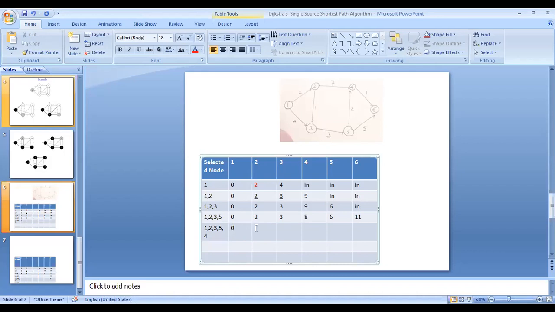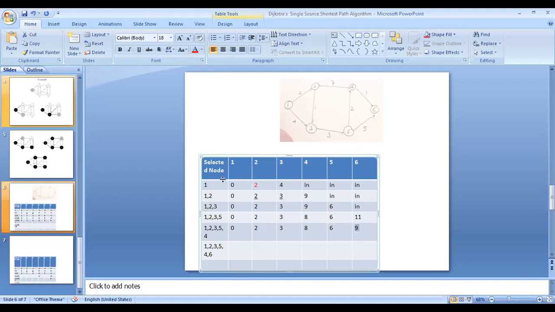This 2, this 3, this 8, and this 6 is already there. If we include the path from 4 to 6 with cost 1, it means 1 to 4 cost is 8 plus this 1, so the total cost here is 9. It means now we select node 6, 1, 2, 3, 5, then 4, 6, with distance 9.